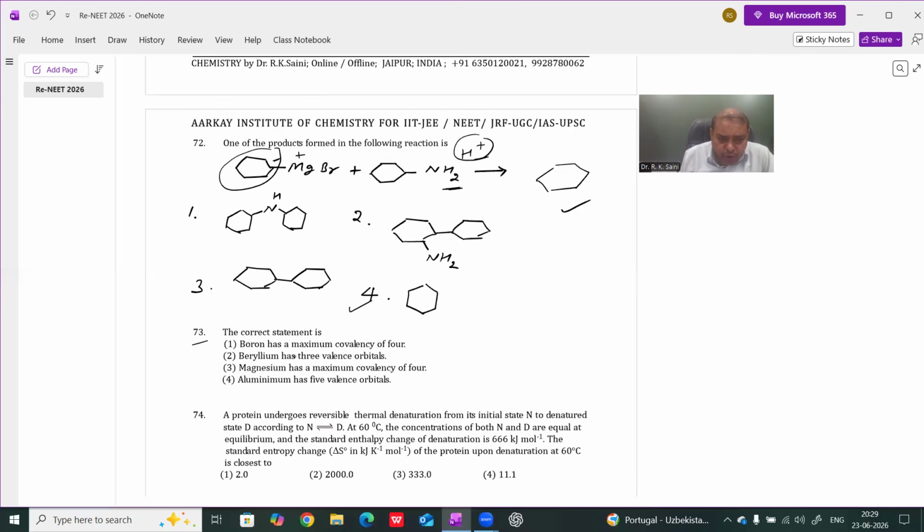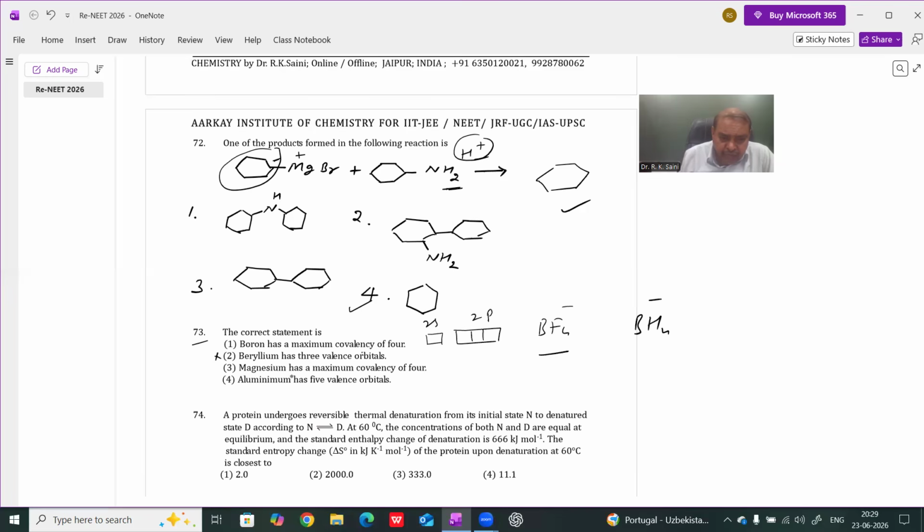This is chemical bonding. Boron has maximum covalency of 4. It is the correct option because boron is a second period element and contains only 2s and 2p, meaning 4 orbitals. Therefore, its maximum covalency is 4. For example, BF4 negative and BH4 negative, in which the covalency of boron is 4. Correct option.